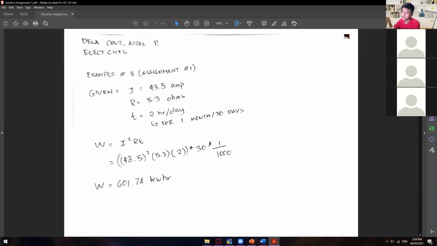We have this formula: I squared times R times T. Just substitute the corresponding values. I is 43.5, so square that one, and then R is 5.3. The time is 2 hours per day multiplied by 30 since we need 1 month, and then divided by 1,000 for you to get kilowatts. Then you will get 601.74 kilowatt-hours.